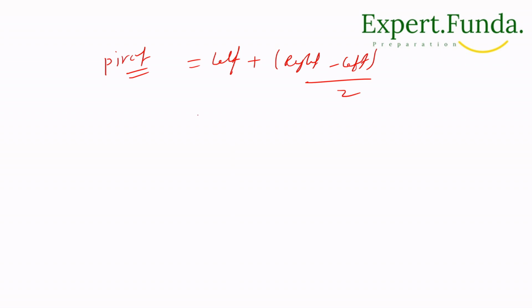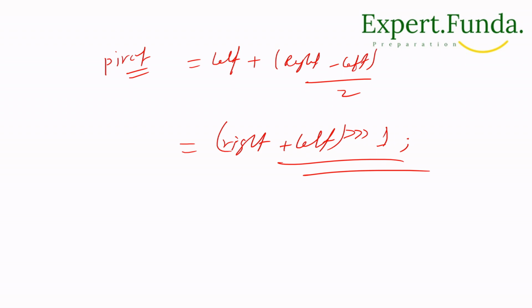Let me clean this. If you want to find the pivot, you can use left plus right minus left, divided by 2. Otherwise, if you want a faster way, you can use right plus left with a right shift. This is a bit more complicated, but probably faster. So the bit shift operator is better.